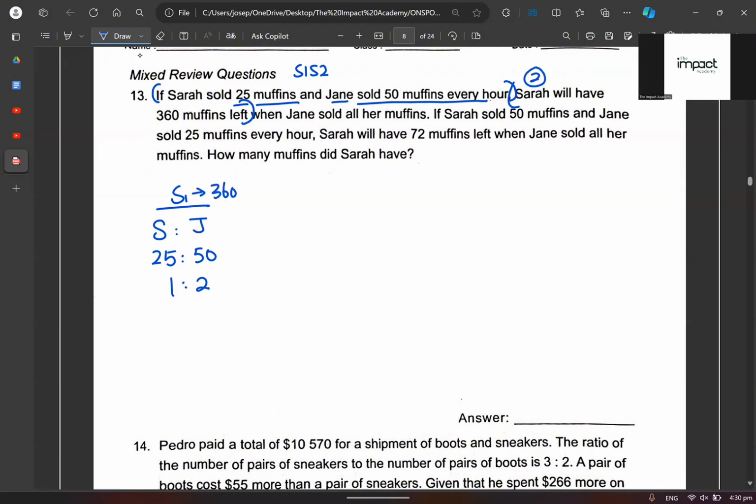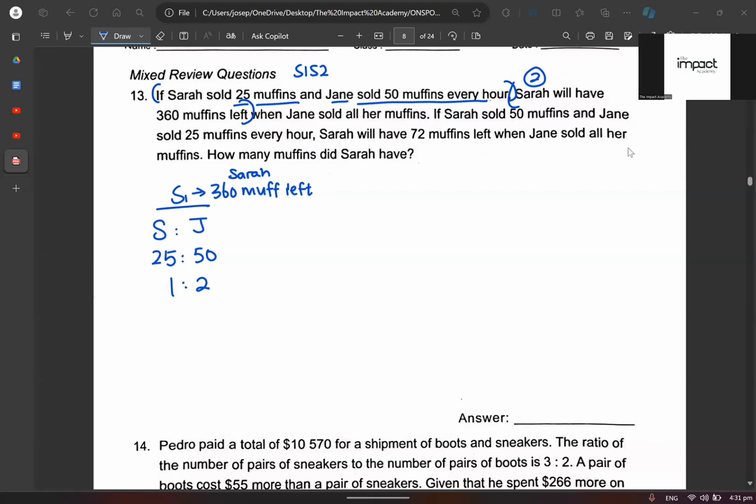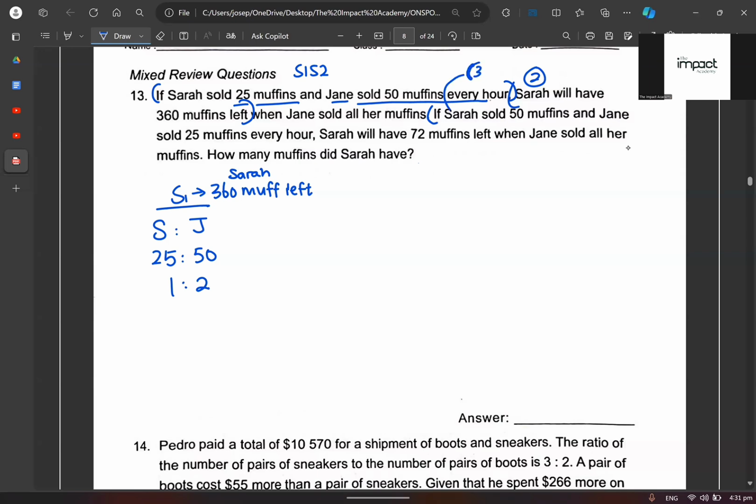Okay, so 360 muffins left. And this is who? Sarah. So Sarah has 360 muffins left. Now what happens next, right? In sentence number 3 it says that situation 2 is that Sarah sold 50 muffins and Jane sold 25 muffins every hour. So 50 is to 25. Of course, you want to reduce that to simplest form. You get 2 is to 1, right?